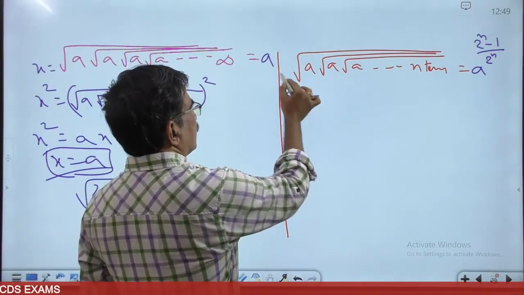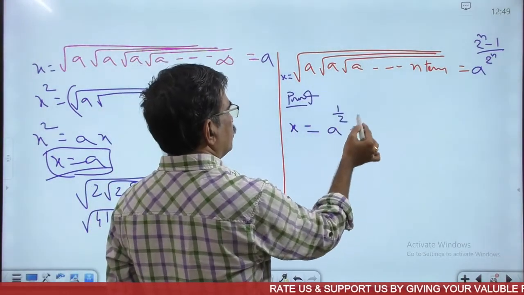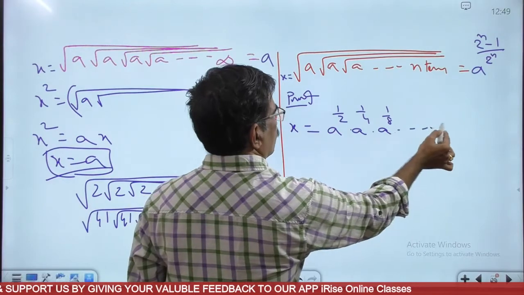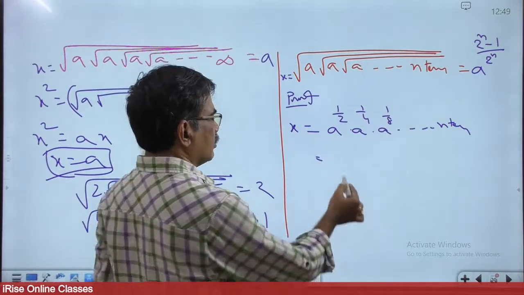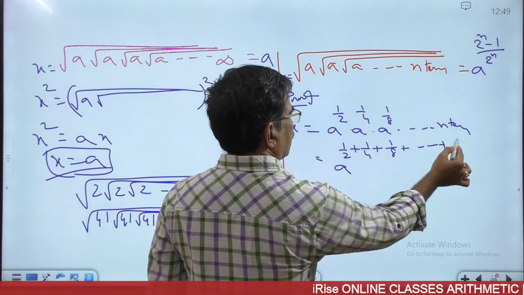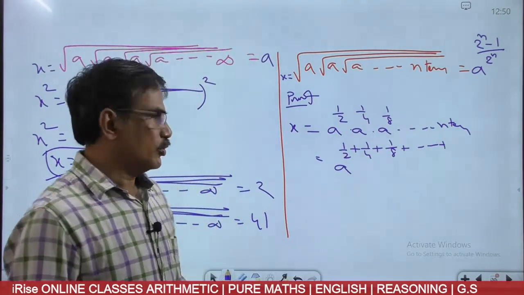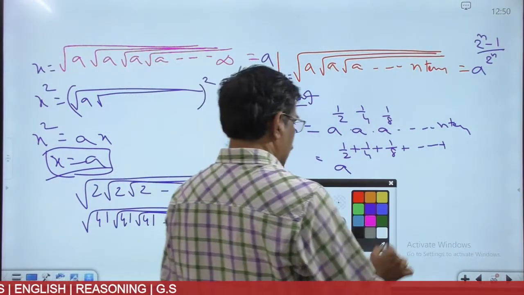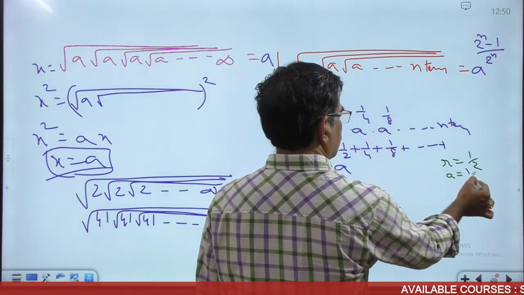Here this is nothing but, consider this as x. x is nothing but a power 1 by 2 into a power 1 by 4 into a power 1 by 8 and so on n terms. Here bases are equal, we can add the powers: a power (1 by 2 plus 1 by 4 plus 1 by 8 plus and so on n terms). Here these terms are in geometric progression. 1 by 4 by 1 by 2, 1 by 8 by 1 by 4 is equal to 1 by 2. Here the common ratio r is 1 by 2 and the first term is also 1 by 2.